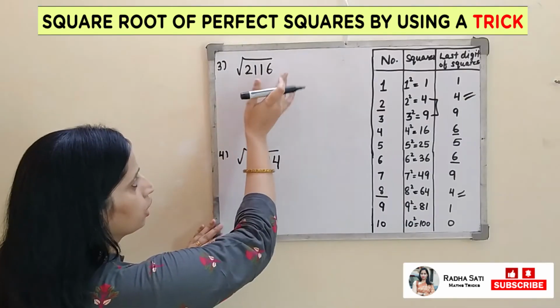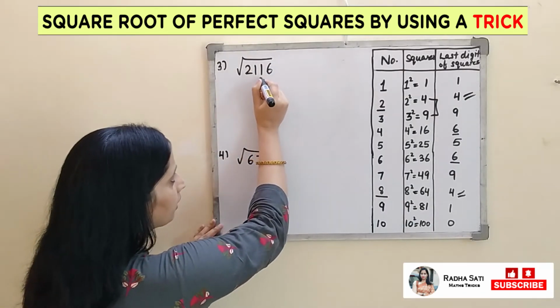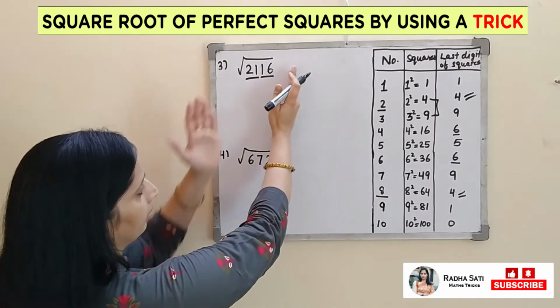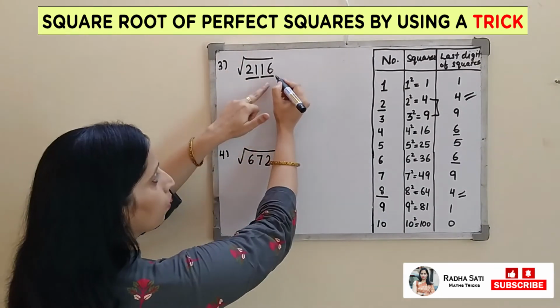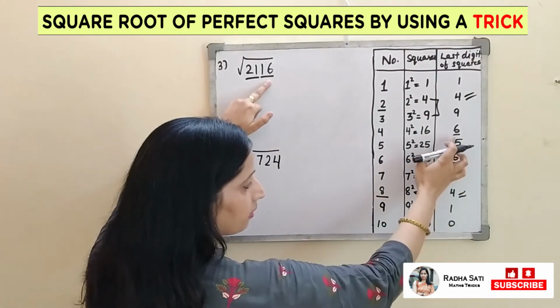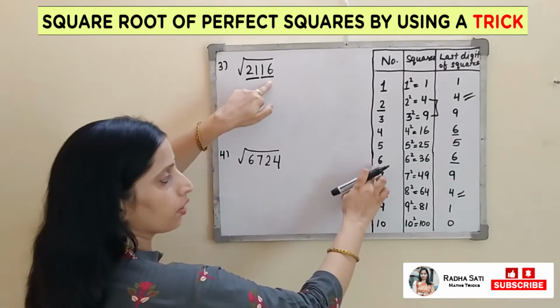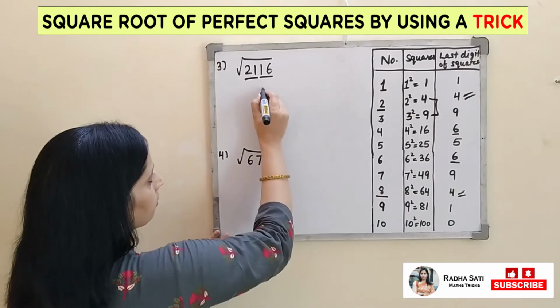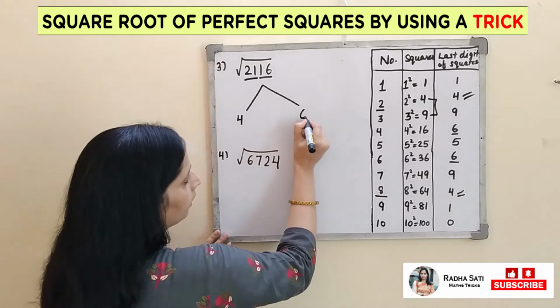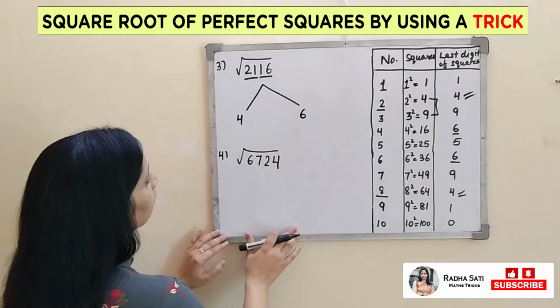Okay, this. So again, first step is to make the pairs. It is 16, then 21. And then we will check the ones place digit, 6. 6 comes again. We know that 6 comes in the square of 4 or in the square of 6. So here it will be 4, here it will be 6.